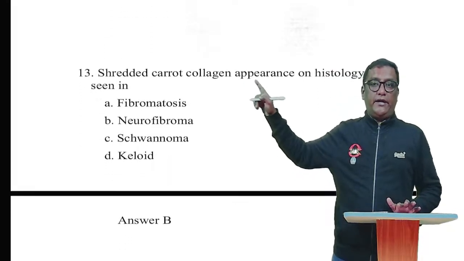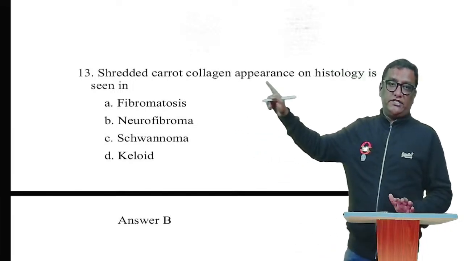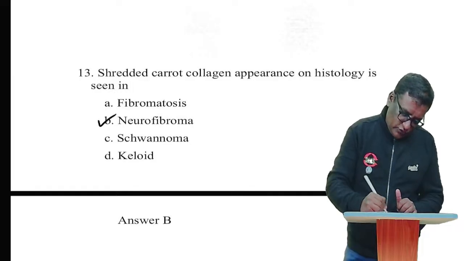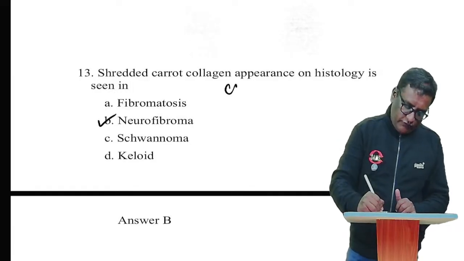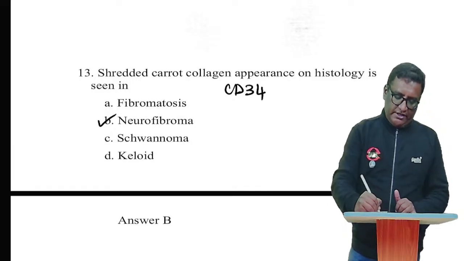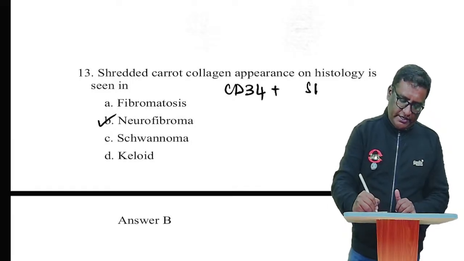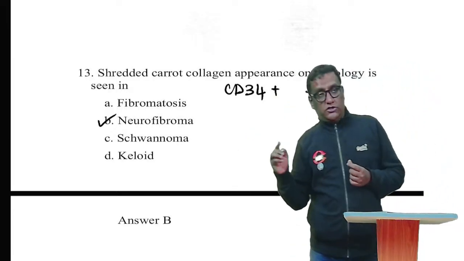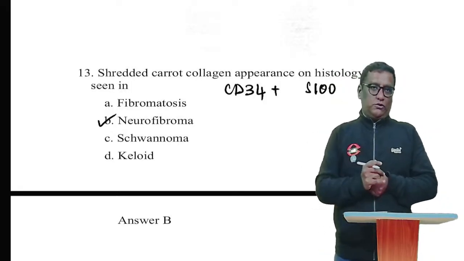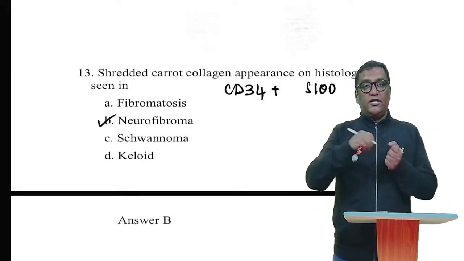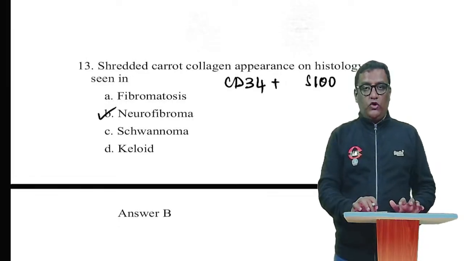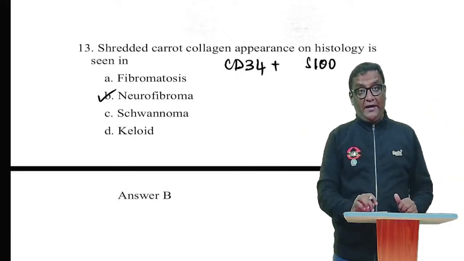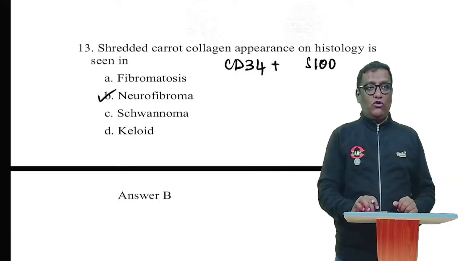Shredded carrot collagen appearance on histology is seen in, yes, this is very characteristically seen in neurofibromas. And these are positive for CD34. Remember, CD34 positive, even S100 can also be positive. S100, although characteristically positive in schwannoma, can be positive here also. Shredded carrot collagen. Once you shred the carrot, there will be long slices of carrot, pink or orangish appearing. That is how collagen appears.